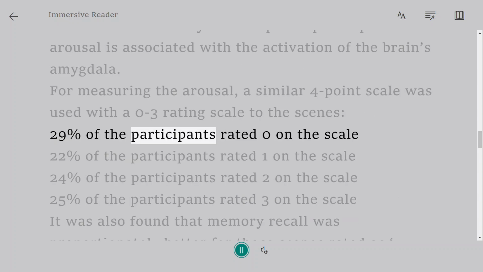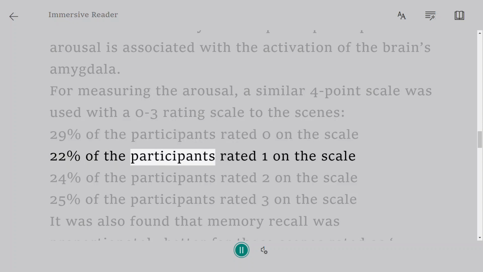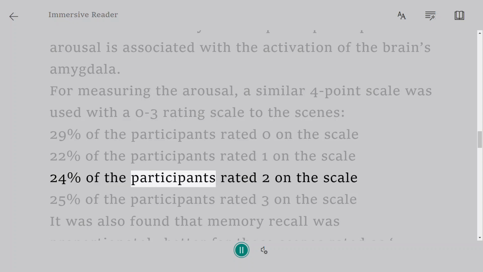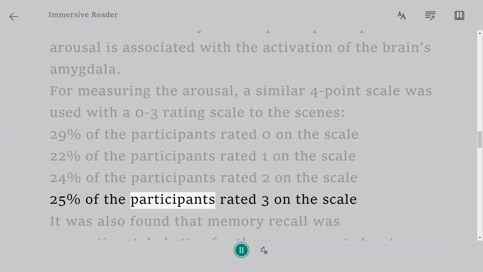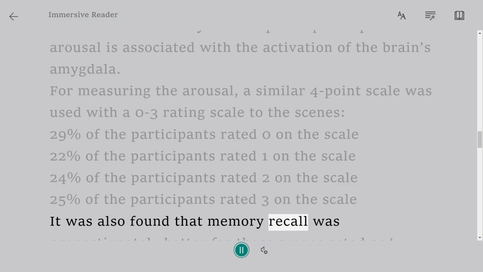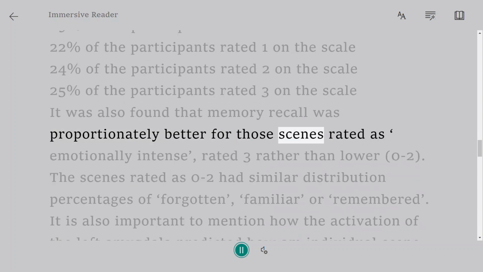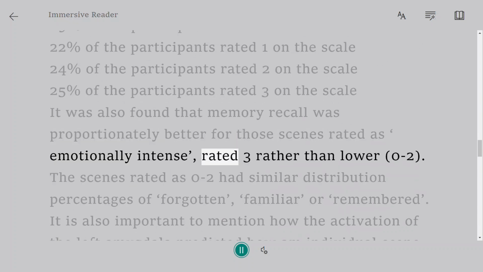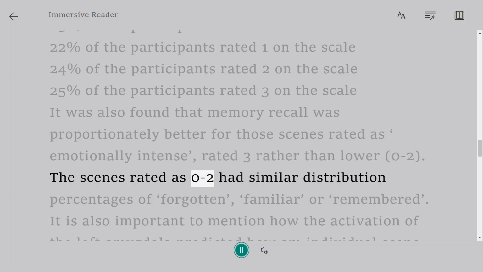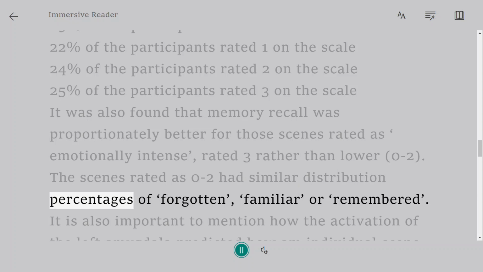29% of the participants rated 0 on the scale. 22% rated 1 on the scale. 24% rated 2 on the scale. 25% rated 3 on the scale. It was also found that memory recall was proportionally better for those scenes rated as emotionally intense, rated 3, rather than lower, 0 to 2. The scenes rated 0 to 2 had similar distribution percentages of forgotten, familiar, or remembered.